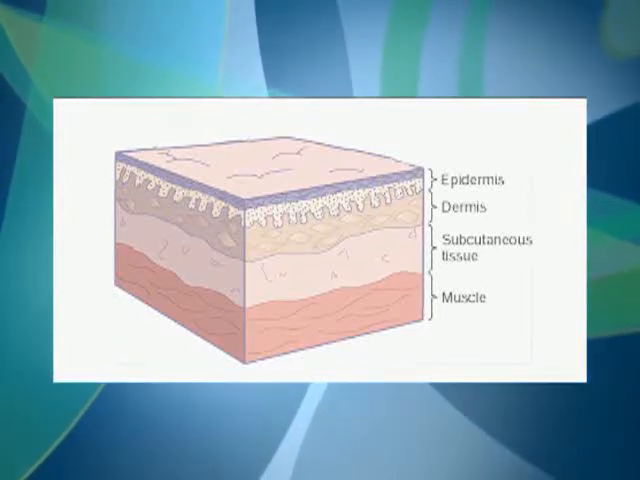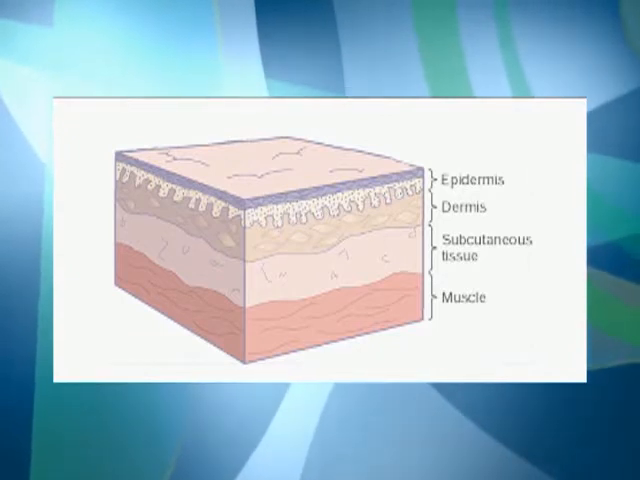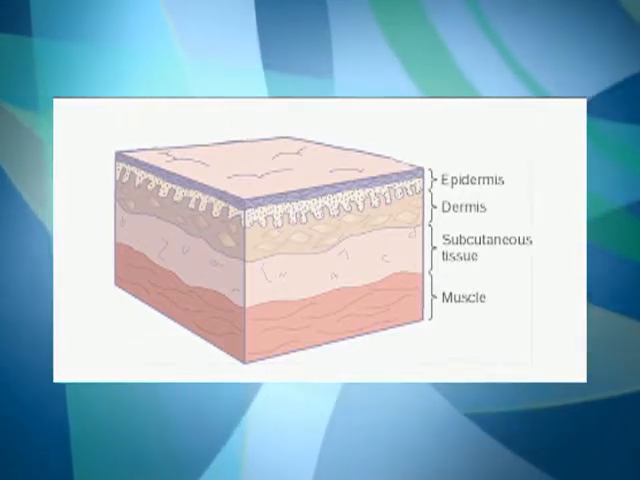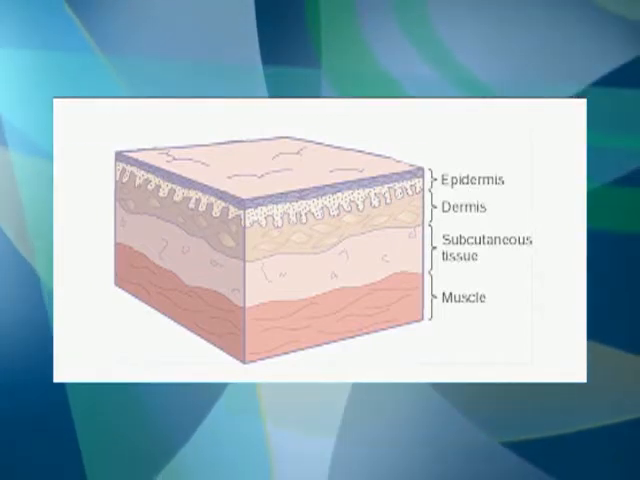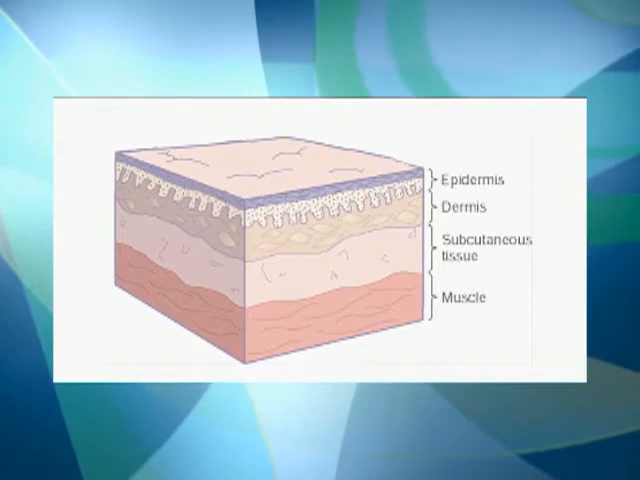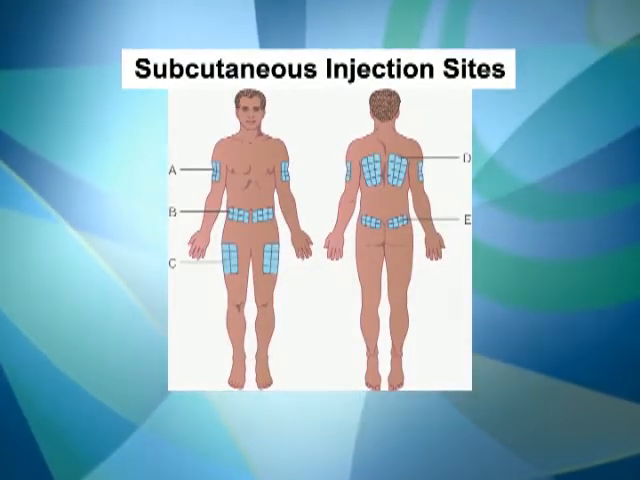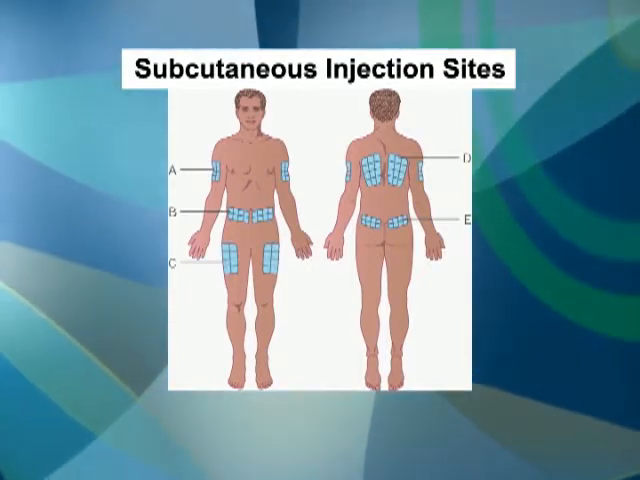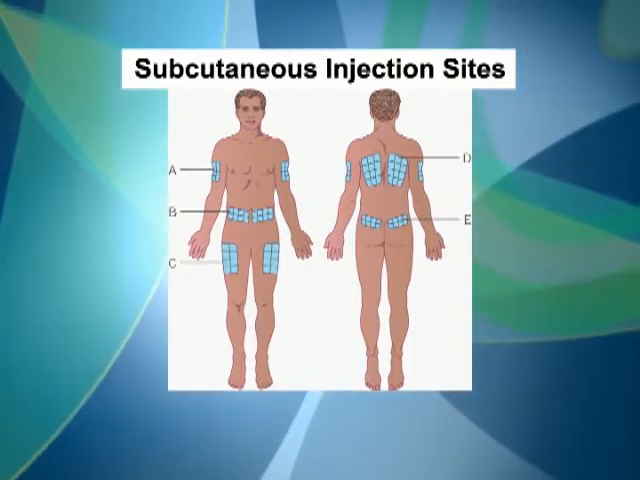A subcutaneous injection is administered into the subcutaneous layers of the body. The subcutaneous layer consists of adipose, or fat tissue, and is located just under the skin. Subcutaneous tissue is located all over the body. However, certain sites are more commonly used because they are located where bones and blood vessels are not near the surface of the skin. These sites include the upper arm, thigh, back, and abdomen.